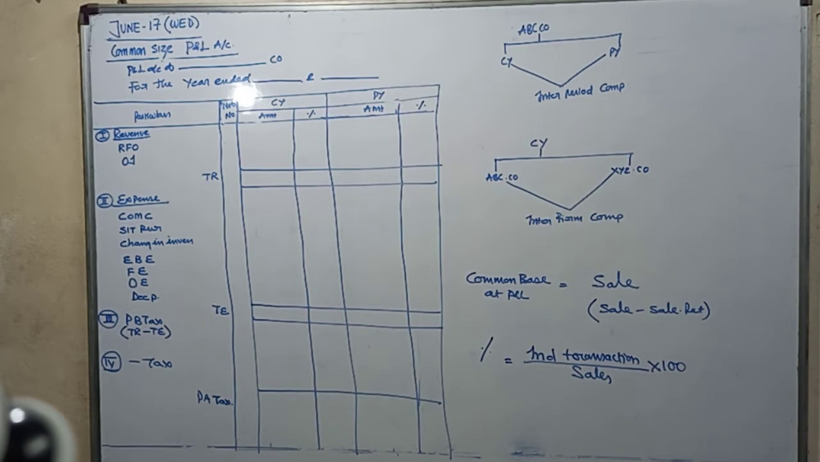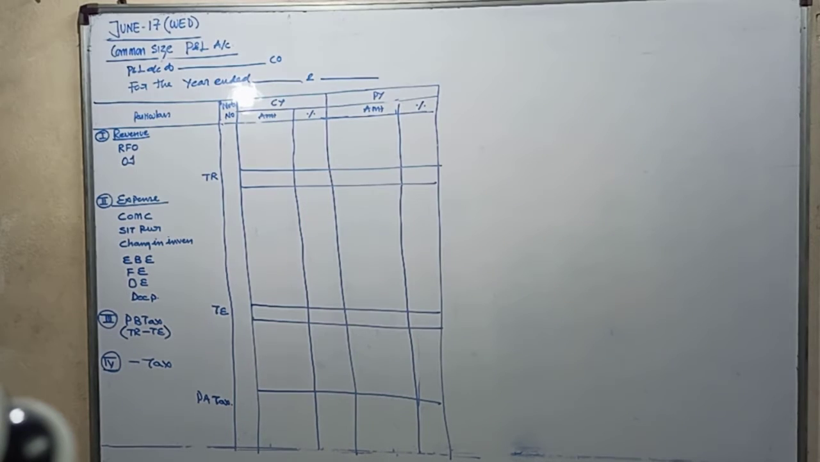We saw the pro forma and we said here that two things are possible: inter-period comparison and inter-firm comparison. And because it's a common size statement, it is a common size profit and loss account, when we are talking about a common base, the common base of profit and loss account is sales, and the particulars pro forma we are aware of. Amounts are given in the problem. We calculate percentage as individual transaction by sales into 100. This is how we calculate the percentage.